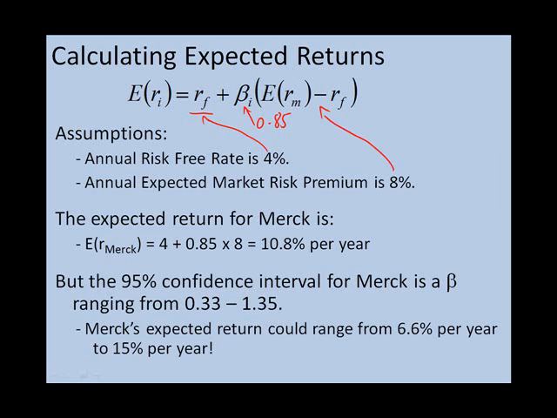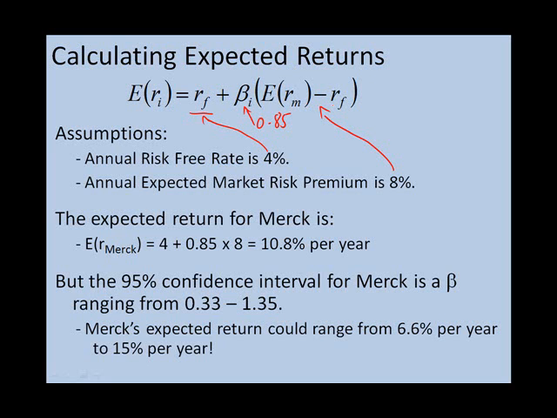With all these numbers, we can now calculate the expected return for Merck. That's going to be equal to the risk-free rate plus beta times the expected market risk premium, which gives us about 10.8% per year. So if Merck was thinking about making an investment in a project, the discount rate they would use that reflects the riskiness of that project is likely to be around 10.8% per year.